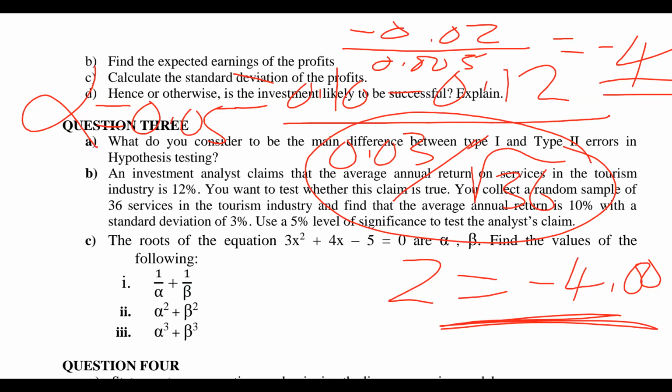And so how do you calculate the z value from alpha, from the significance level? So this is how you do it. Now listen.